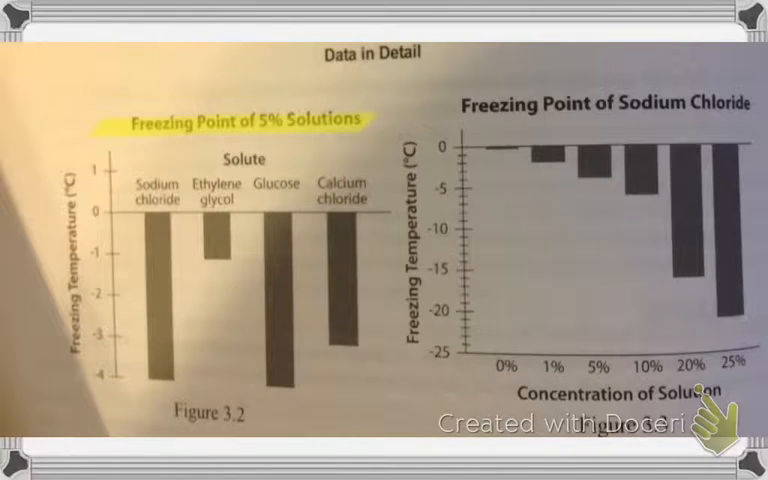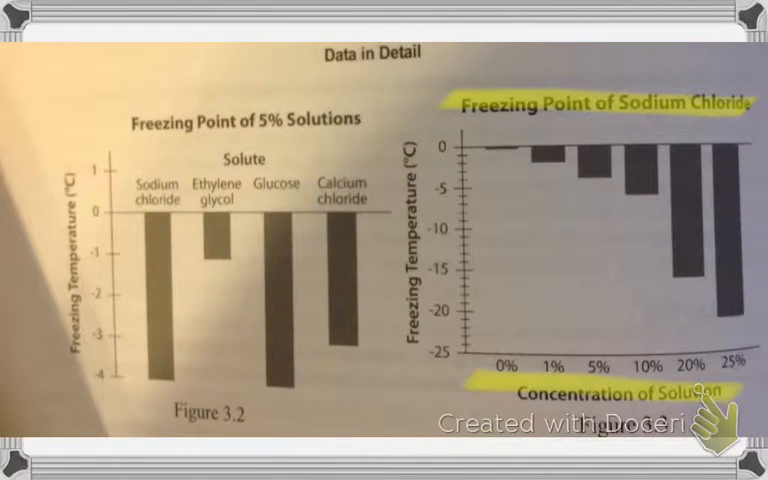And so that's different from the table on the right, that's the freezing point of sodium chloride, and then it just looks at sodium chloride itself and the freezing point for the different concentrations.